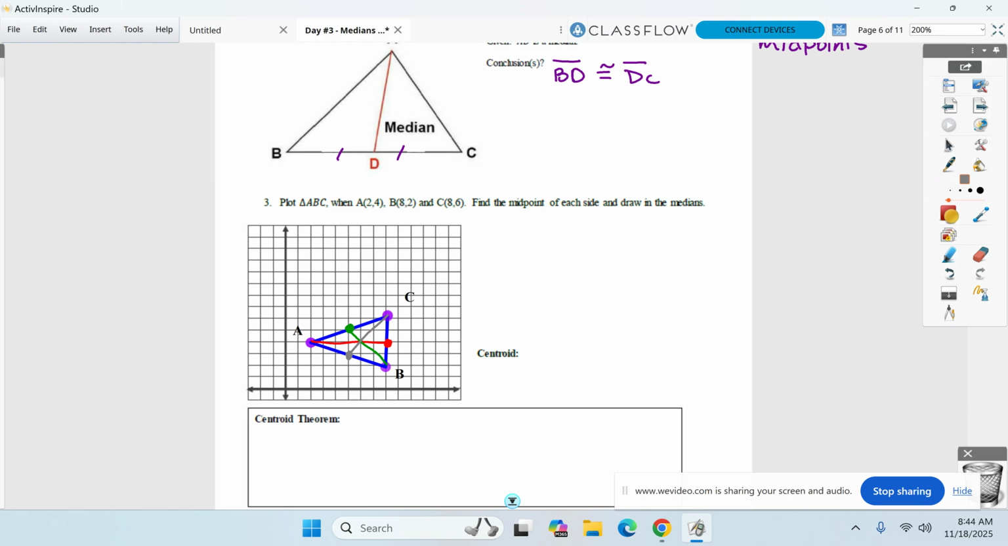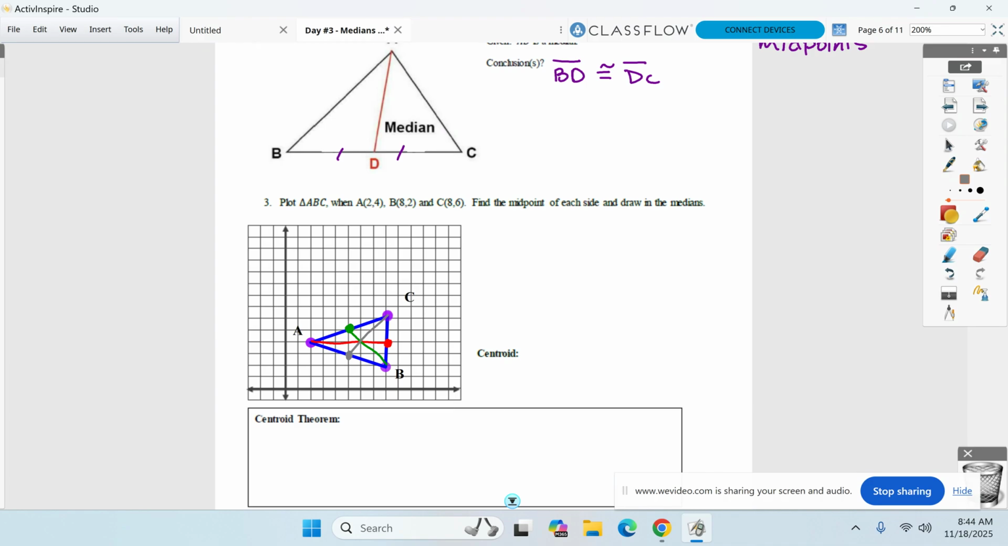Draw the final median there. And what are we noticing? They all intersect at the same point, huh? So now, this is the fourth type of line that all intersect at the same point in the triangle. Perpendicular bisectors all intersect, angle bisectors, altitudes, and now all the medians intersect. And I promise you that's going to be it.